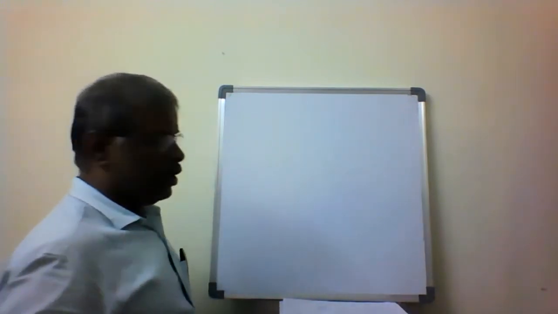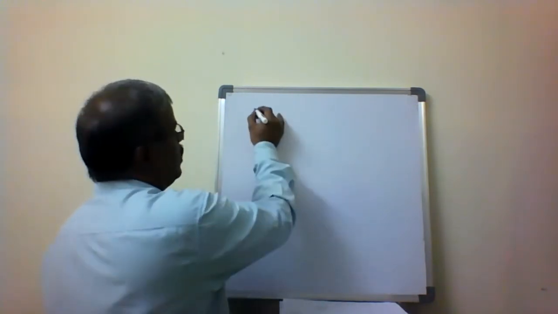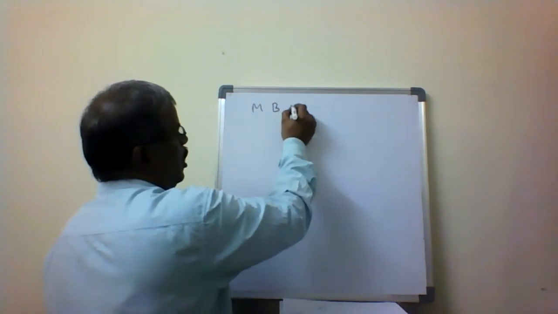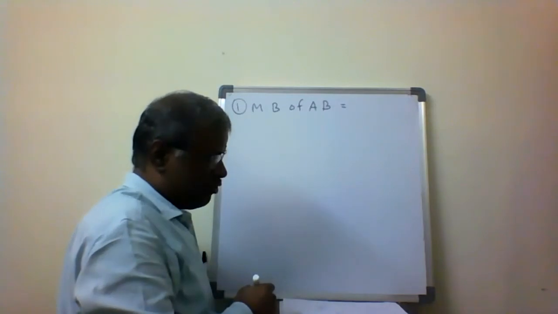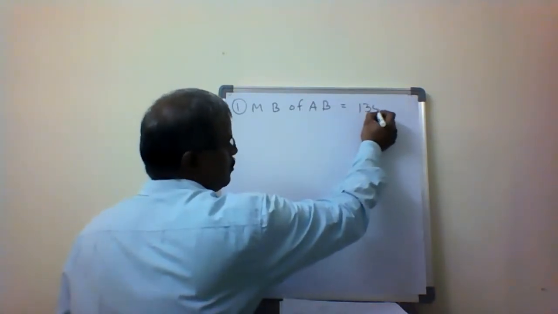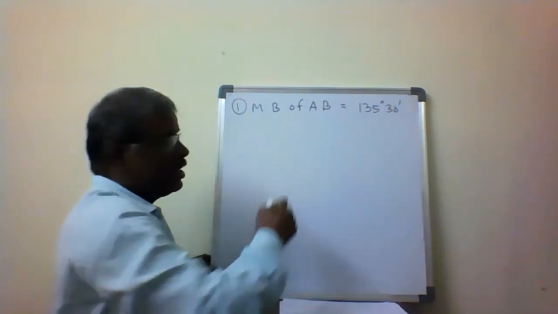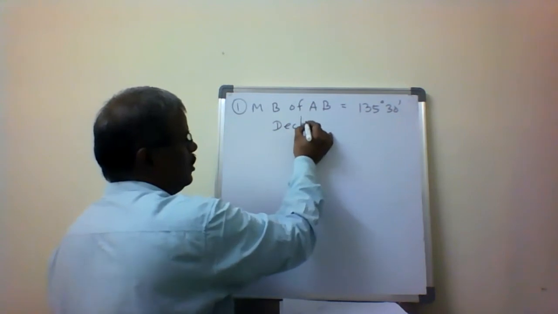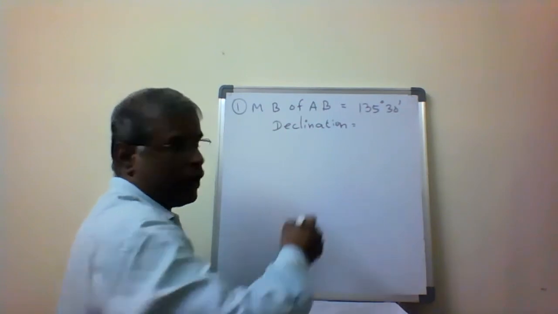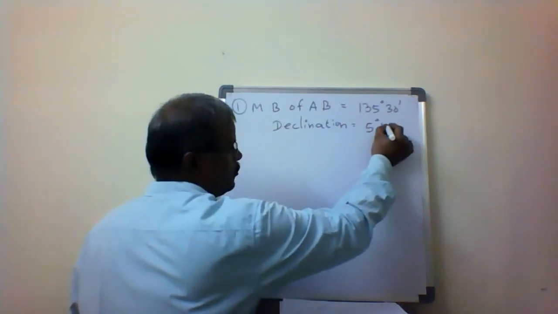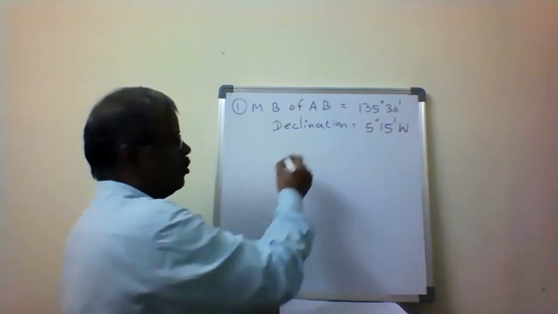So then one problem will be worked out. The magnetic bearing of AB is 135 degrees 30 minutes, and the declination is given in the problem as 5 degrees 15 minutes west.